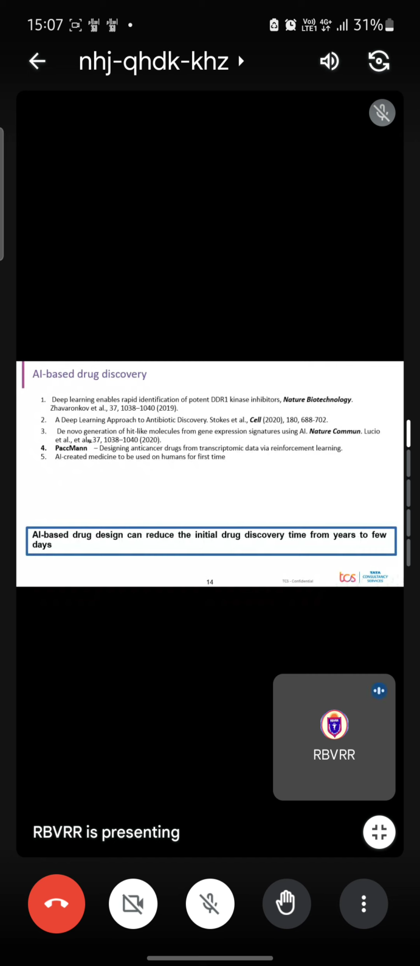I have already told you about Pac-Man designing anti-cancer drugs from transcriptomic data, basically mRNA sequencing data. We are reinforcement learning. And all these phrases which the artificial intelligence community uses are not any different from what we have actually been using in our pedagogy. We teach some concept. Then we ask the student, use this concept to solve this problem. So that is the same thing.